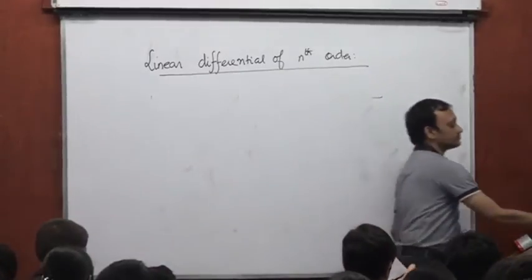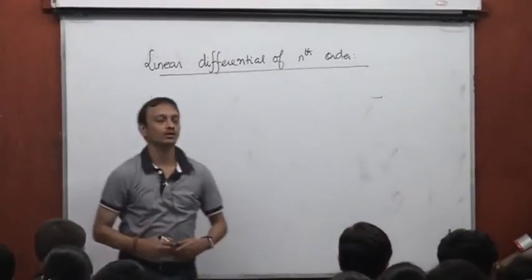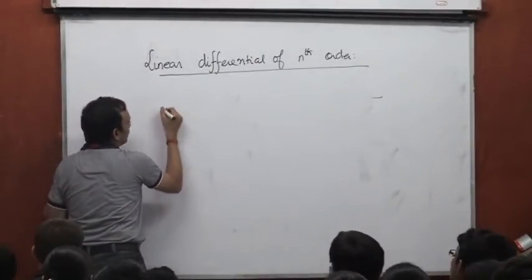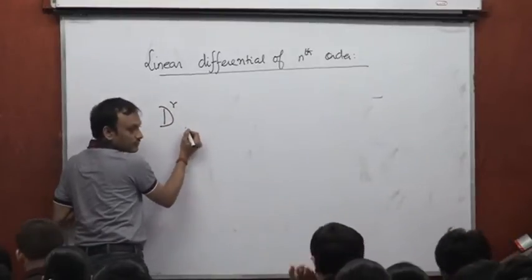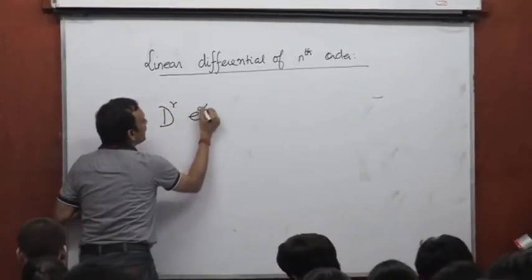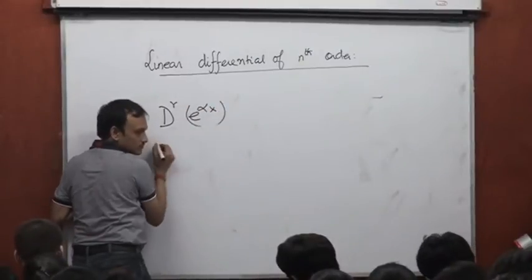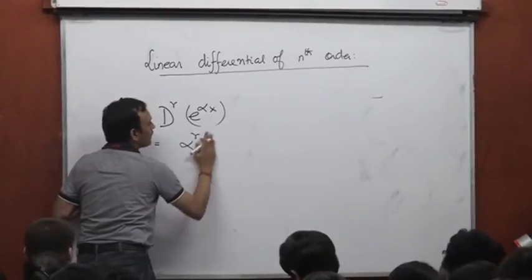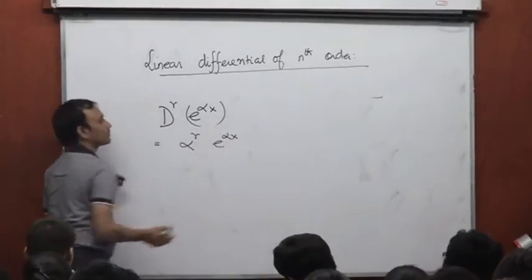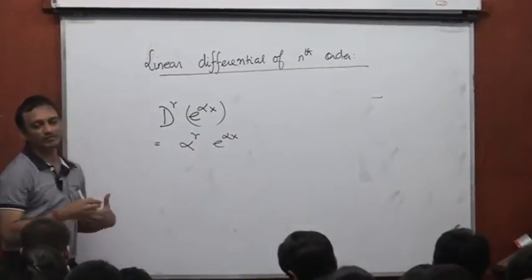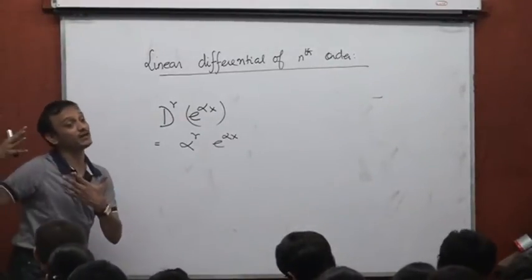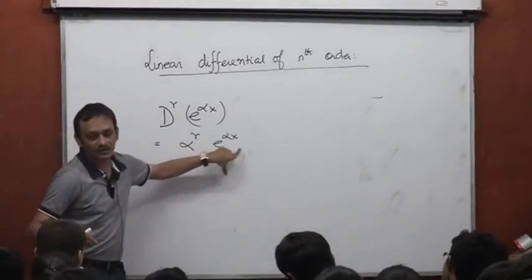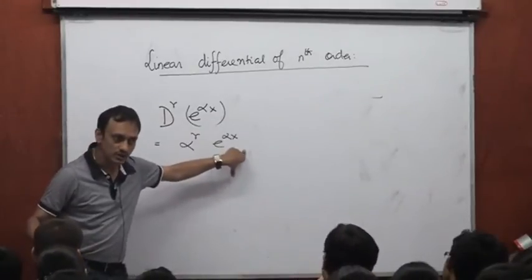Also realize that the rth derivative of e power alpha x is alpha to power r times e power alpha x. First derivative would be alpha e power alpha x, second derivative would be alpha squared e power alpha x, third would be alpha cube e power alpha x. So the rth derivative would be alpha to power r e power alpha x.